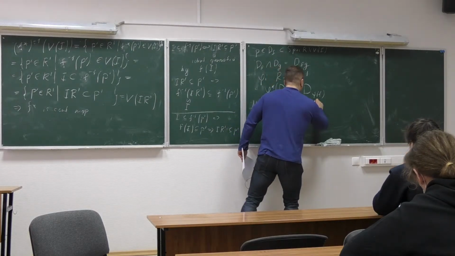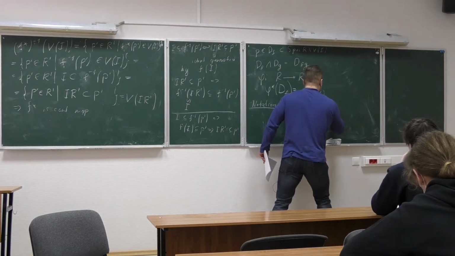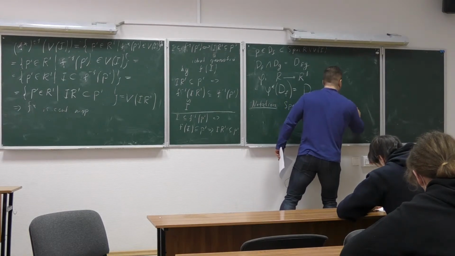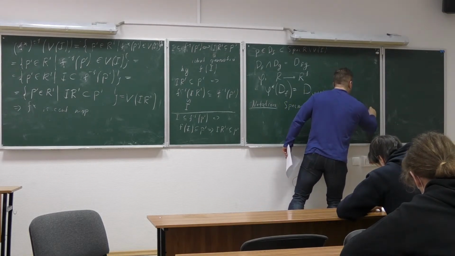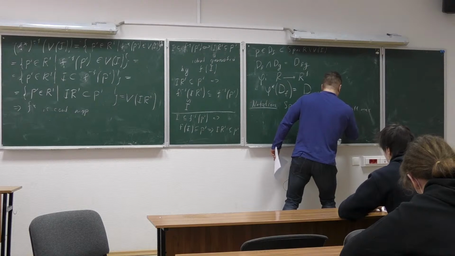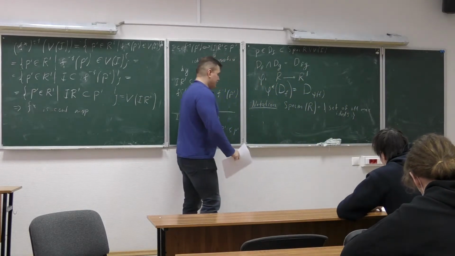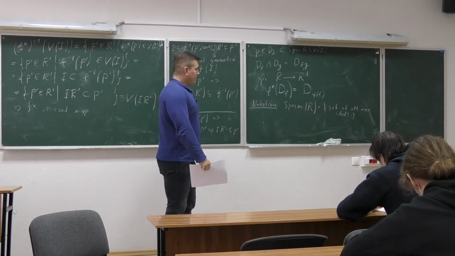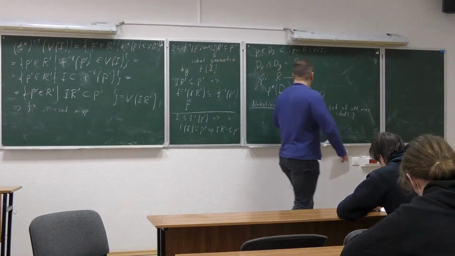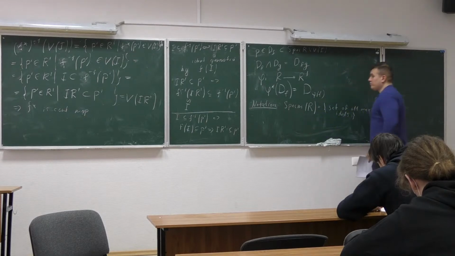Spec M of R, this is just the set of all maximal ideals. So this is just some set inside the spec of R. Of course, this thing is not functorial.